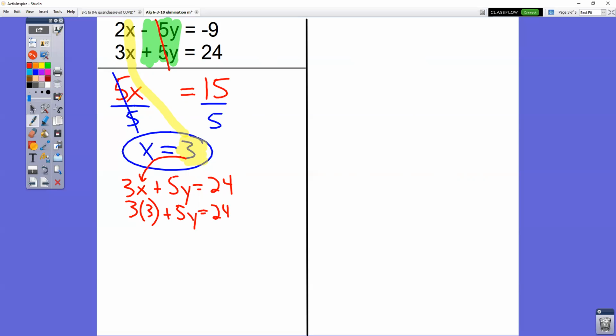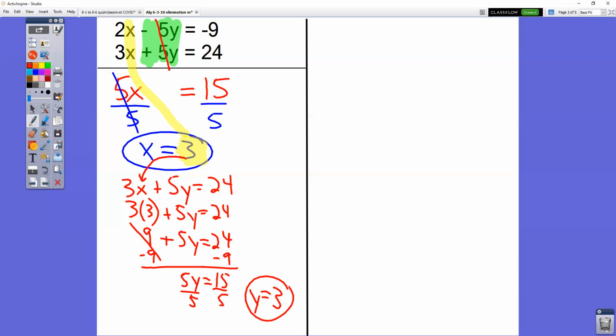Now you're going to solve that equation. 3 times 3 is 9. Now you just have a two-step equation. Trying to get the 5y all by itself, you're going to do minus 9 minus 9. So 5y equals 15. Divide by 5, divide by 5, you get an answer of y equals 3. Again, it just happens to be a coincidence that we have x and y being the same answer. That happens sometimes. Does it happen all the time? No. Will it happen in our next question?